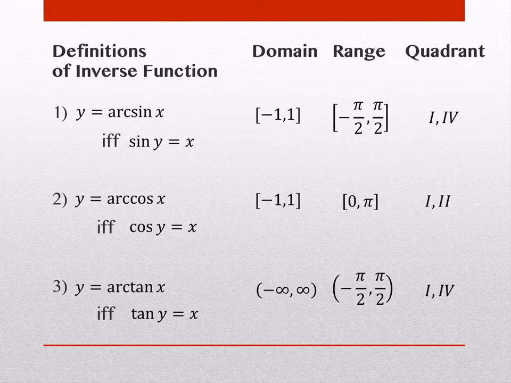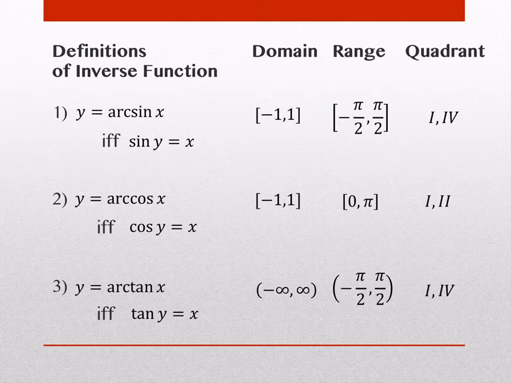Arc tangent. Now tangent's different, right? Because tangent's got asymptotes, and tangent has these repeating values that range from -∞ to infinity. Well, that's true, right? -∞ to infinity for the range of tangent. So when we switch domain and range, that becomes -∞ to infinity on the domain for arc tangent. The tangent values are trapped between -pi/2 and pi/2.